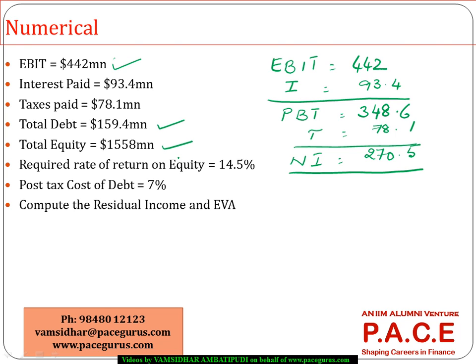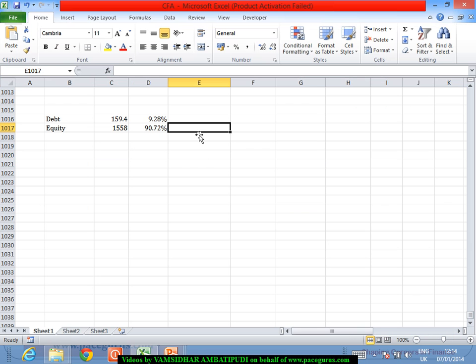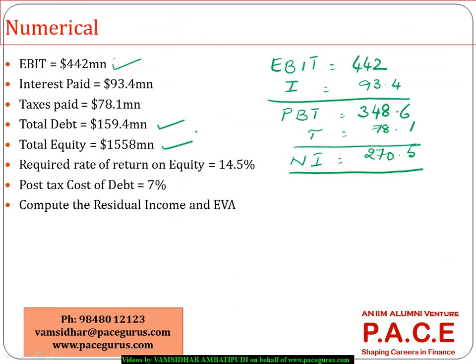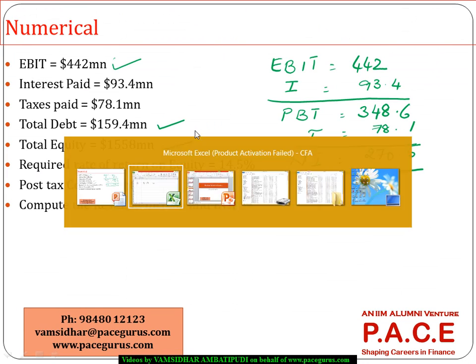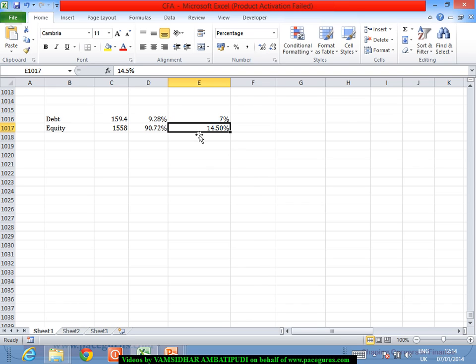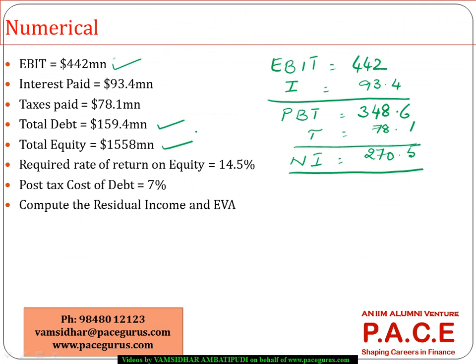Required rate of return on equity is 14.5%. Okay, required rate of return on equity is 14.5, whereas post-tax KD into 1 minus T, the post-tax cost of debt, is 7%. Now we are asked to find out the residual income as well as EVA.